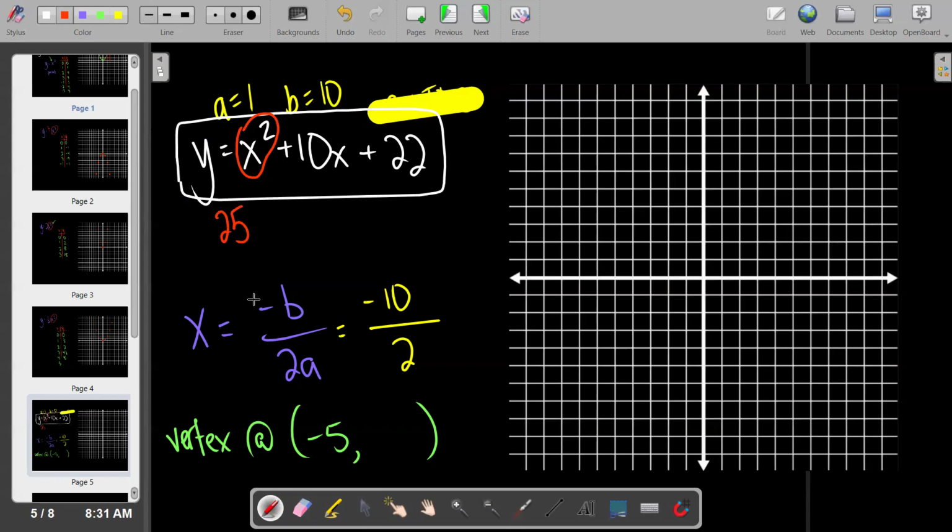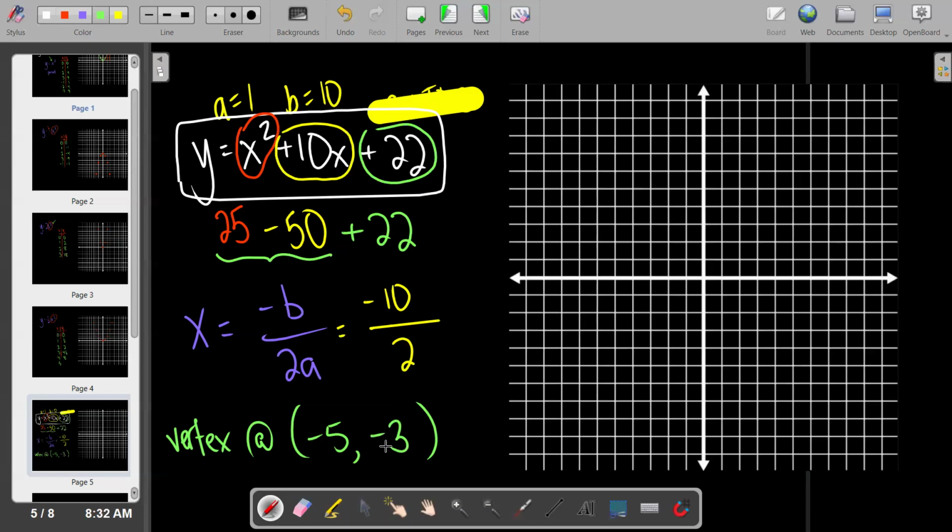Good. If I put -5 into the yellow egg, what do I get? -50. And I don't have any input for the c value, so it'll just be a constant value of +22. And this is where, if you struggle with simple math, then I'm sorry, but it is what it is. We have to math. What's 25 minus 50? -25. And what's -25 plus 22? We now know that the vertex is at -5, -3.